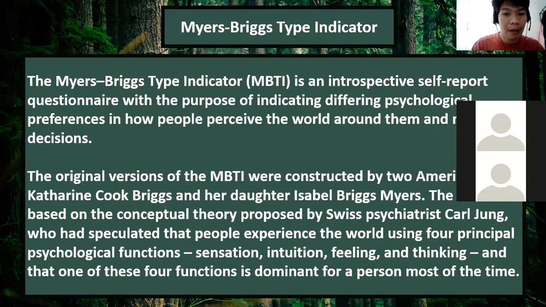Then we have the Myers-Briggs Type Indicator. This is one of the most popularly used personality tests. The Myers-Briggs Type Indicator, or MBTI, is an introspective self-report questionnaire with the purpose of indicating different psychological preferences in how people perceive the world around them and make decisions. The original versions of the MBTI were constructed by two Americans, Katharine Cook Briggs and her daughter Isabel Briggs Myers. The MBTI is based on the conceptual theory proposed by Swiss psychiatrist Carl Jung, who had speculated that people experience the world using four principal psychological functions: sensation, intuition, feeling, and thinking. And that one of these four functions is dominant for a person most of the time.